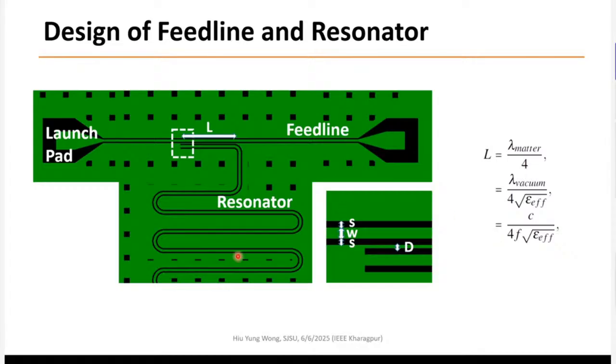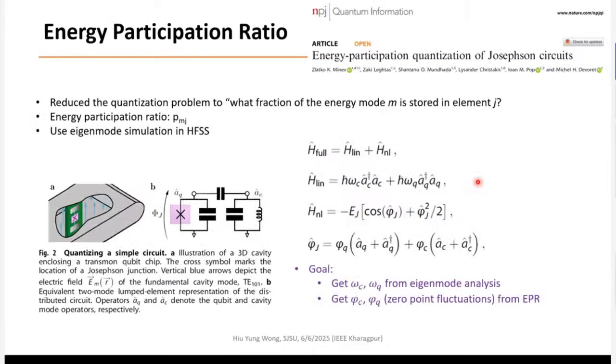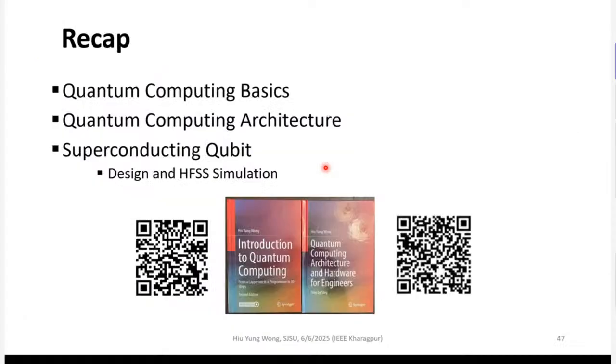And this is how you design the resonator. It's just a λ/4 quarter-wavelength resonator, right? And then you do HFSS simulation to make sure the eigenmodes are at the right frequency. You see the qubit frequency is different from the resonator frequency, right? And eventually you do something called energy participation ratio simulation to understand the cross Kerr I just mentioned, how much it changes the resonance frequency. You can refer to this paper, right? I do have some resources. You can go to my YouTube channel, where I show how to do a quantum chip simulation using HFSS. Okay, and that's all for my presentation.